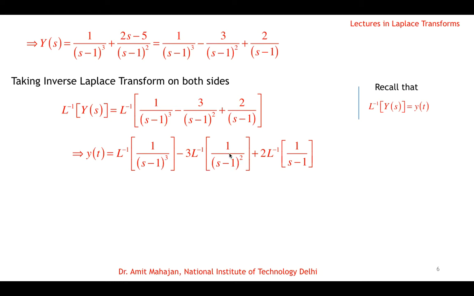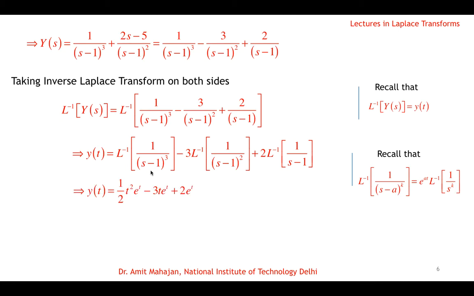If you remember the first shift theorem, the Laplace inverse of 1 over (s minus a) to the power k is e^(at) times the Laplace inverse of 1 by s^k. We use the first shift here, which is multiplication by an exponential. The Laplace inverse of 1 by s^k we know, so we can easily do this.